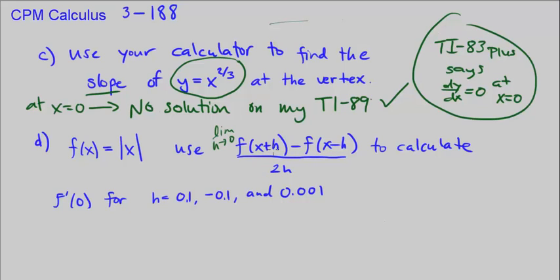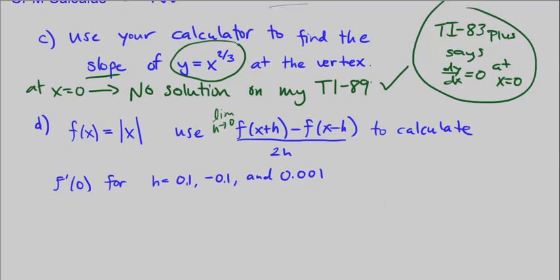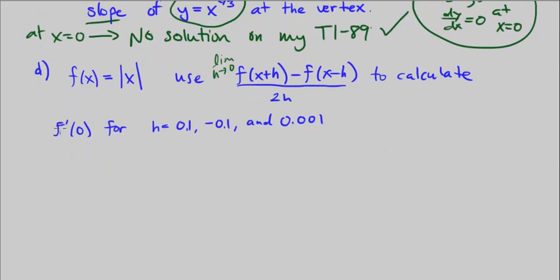Or you can use f(x+h) minus f(x) over just h. But here they're using x plus h on this side, and x minus h on this side. So that's how most calculators do it. Okay, so let's go ahead and use their method to find f prime of 0 for h equals 0.1, negative 0.1, and 0.001. Not 0.001, but just 0.01.